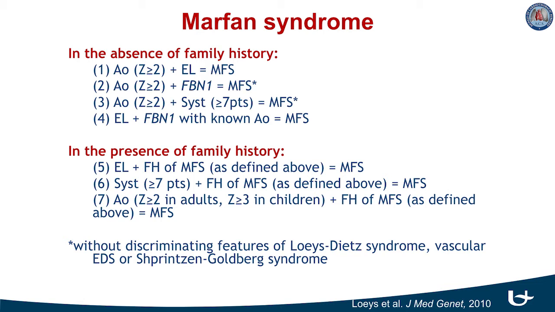Third, the association of aortic aneurysm and a systemic score of 7 or more points. And finally, in the case of ectopia lentis, it needs to be associated with a fibrillin 1 mutation that has been previously associated with aortic disease. A similar set of rules has been defined in the presence of family history.